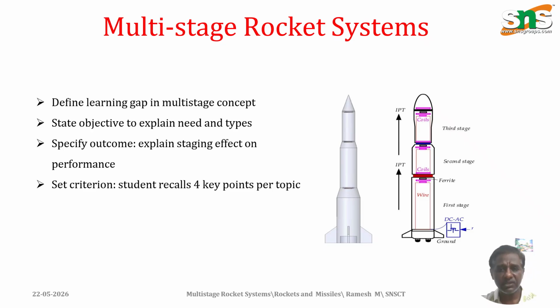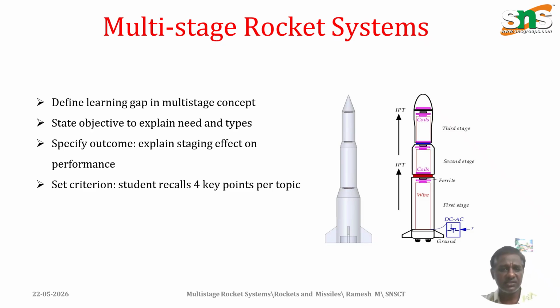By removing dead weight after each stage burns out, the rocket experiences continuous reduction in mass, resulting in improved acceleration and propulsion efficiency. This staged operation allows rockets to achieve higher velocities than would be possible with a single large stage carrying all empty tanks and engines throughout the mission.